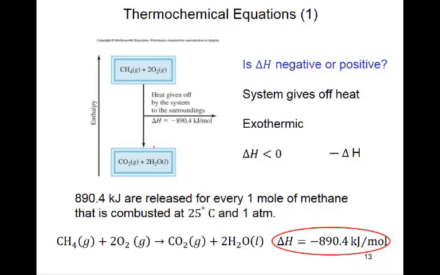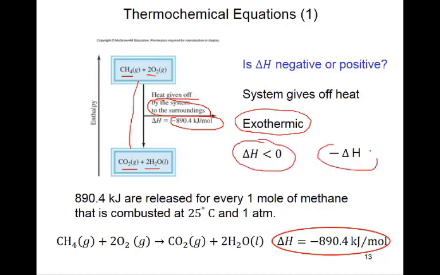So here what is happening: methane is burning in the presence of oxygen, and energy is decreasing, producing carbon dioxide and water. So heat is given off, energy is coming out. The system is giving the energy to the surroundings, and there is a minus. So minus means this is exothermic. Delta H minus means exothermic, or we can say it is less than 0, or simply say minus delta H. So this will be negative here.